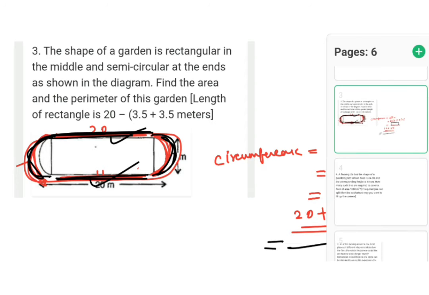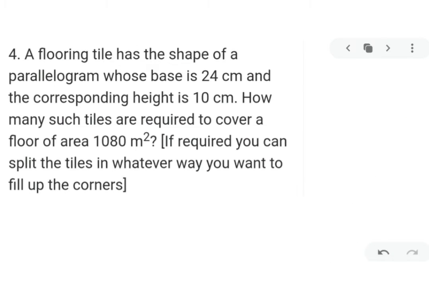Let's take up our next. And next we have a floor tile that has the shape of a parallelogram whose base is 24 and the corresponding height is 10. So the base and height are given to you, and you know very well, if you want the area of that parallelogram, then you have to go for base into height. Okay, how many such tiles are required to cover a floor of 1080 meter square?